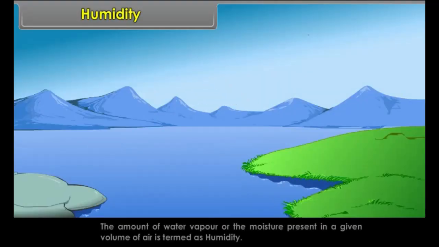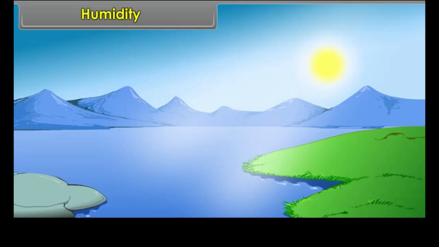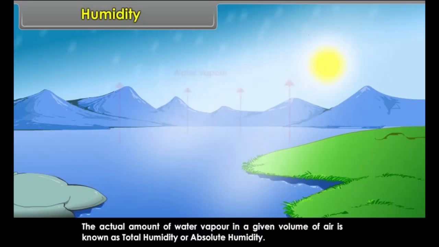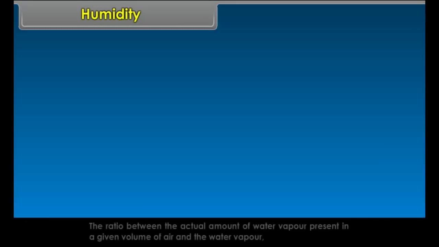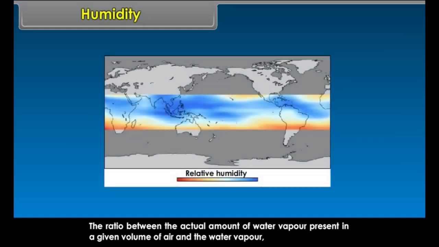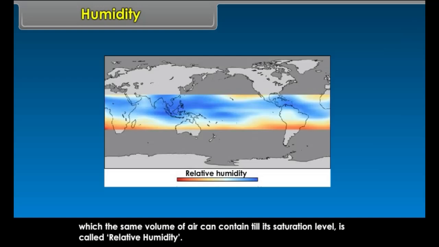Humidity. The amount of water vapor or the moisture present in a given volume of air is termed as humidity. It helps in cooling and heating of the atmosphere. The actual amount of water vapor in a given volume of air is known as total humidity or absolute humidity. The ratio between the actual amount of water vapor present in a given volume of air and the water vapor which the same volume of air can contain till its saturation level is called relative humidity.